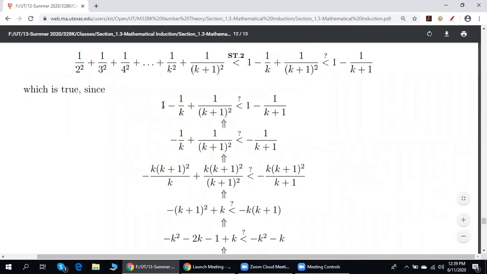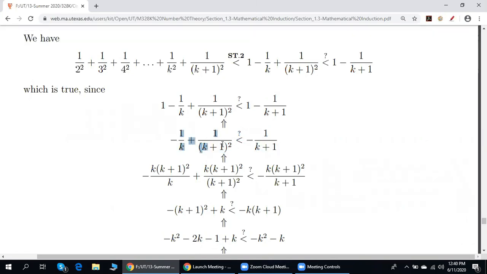Subtract 1 from the left-hand side and from the right-hand side. 1 is gone. Next step. Let us multiply the left-hand side and the right-hand side by the following expression. K times k plus 1 squared. Done. Now we cancel out k here. Done. We cancel out k plus 1 squared here. Done. We cancel out k plus 1 here. Done.